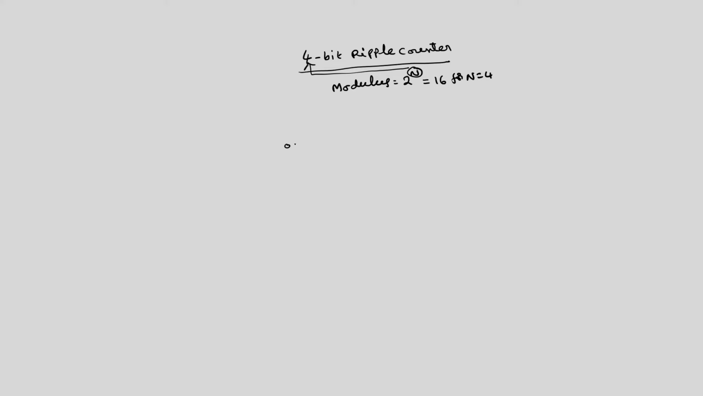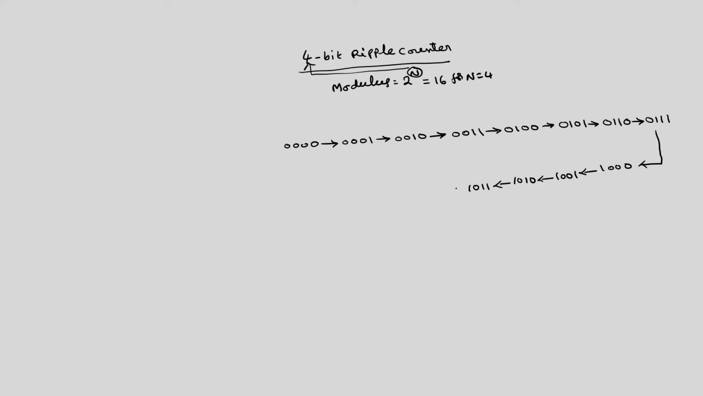Means the counter will go through these states. The starting state is 0 0 0 0, then it goes to 0 0 0 1, 0 0 1 0, 0 0 1 1, 0 1 0 0, 0 1 0 1, 0 1 1 0, 0 1 1 1, 1 0 0 0, 1 0 0 1, 1 0 1 0, 1 0 1 1, 1 1 0 0, 1 1 0 1, 1 1 1 0, 1 1 1 1.